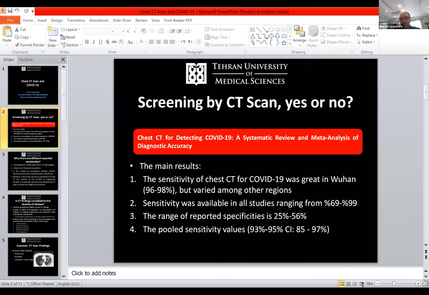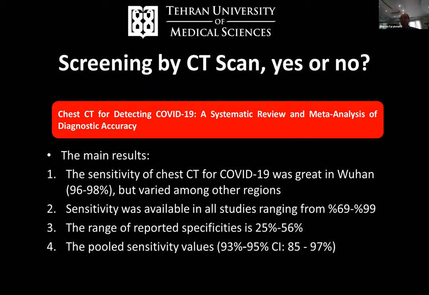In the first step, one of the main questions is: is the CT scan a good screening tool for COVID-19 or not? According to a systematic review and meta-analysis of the diagnostic accuracy of chest CT scan to detect COVID-19, the main result is that the sensitivity of chest CT scan for COVID-19 was great, especially in the Wuhan area, but varied among other regions. In the Wuhan area, the reported sensitivity is between 96 to 98%, and the sensitivity in all the studies ranged from 69% to 99%.